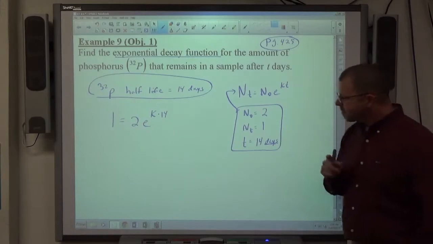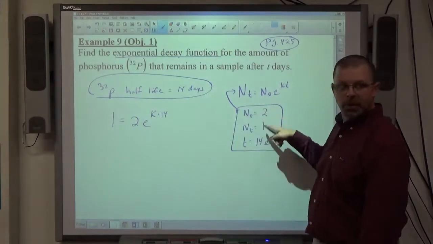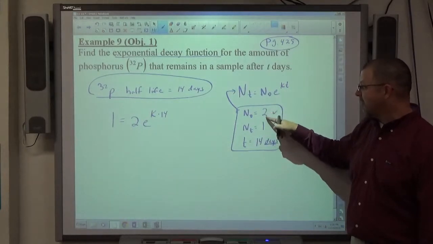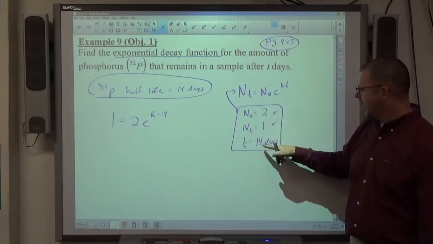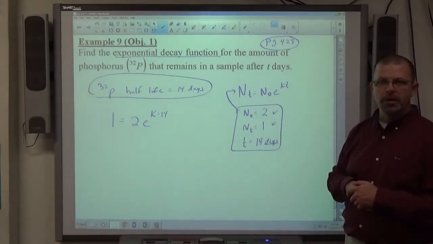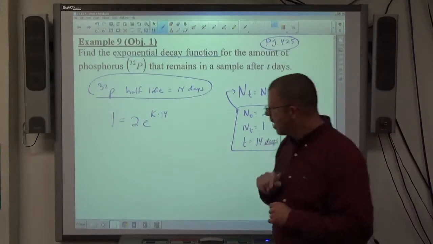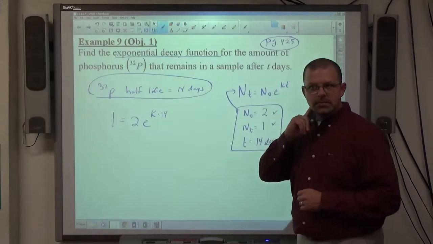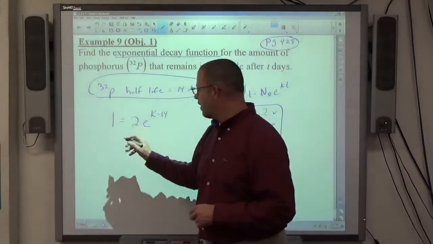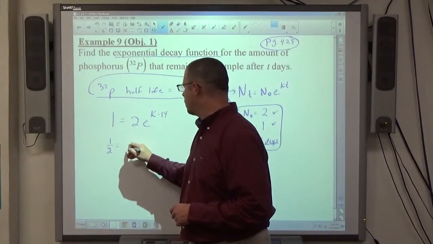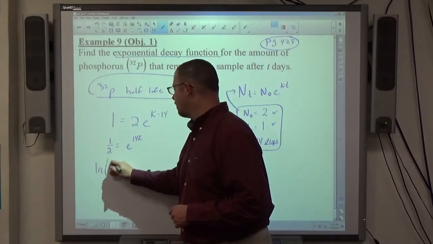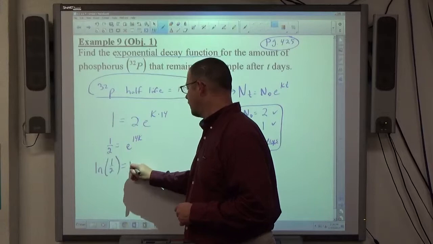All right. So, is everybody okay with where I got all this from? I invented these two numbers just based on the fact it's a half-life, this should be half of that, and I know the half-life, I got that from page 425. So, can I do log both sides right now? No, because there's 2 in front of the e, so I'm going to divide both sides by 2, so 1/2 equals e to the 14k. And I'm going to log both sides, ln of 1/2 equals 14k.